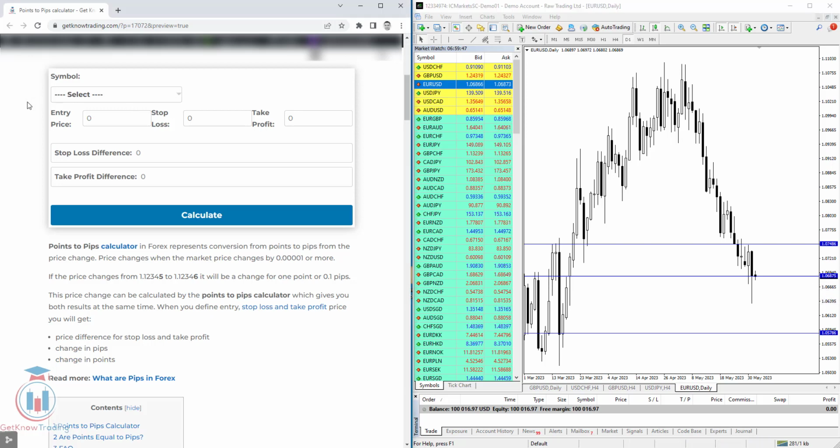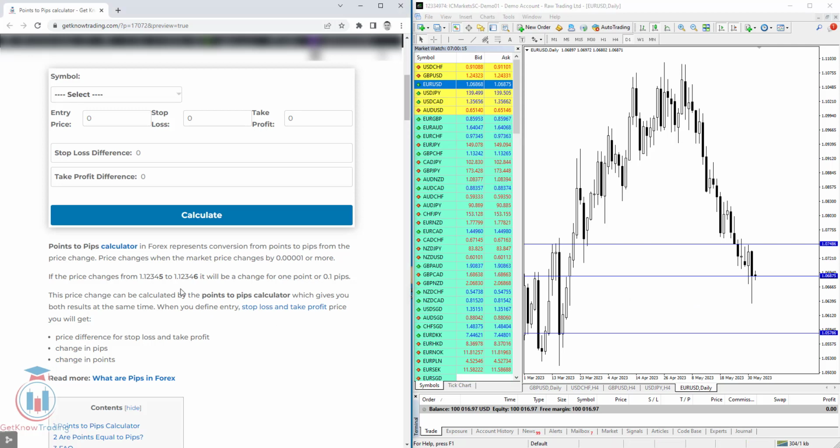Here inside the calculator, points to pips calculator, first of all you select a symbol, and that means how many decimal points this symbol has. Because if you go to the chart, you can see that the EUR/USD has 5 decimal points. You can see that after the decimal point you have 5 numbers. The last number in this price is the point. So the point is equal to 0.1 pip.